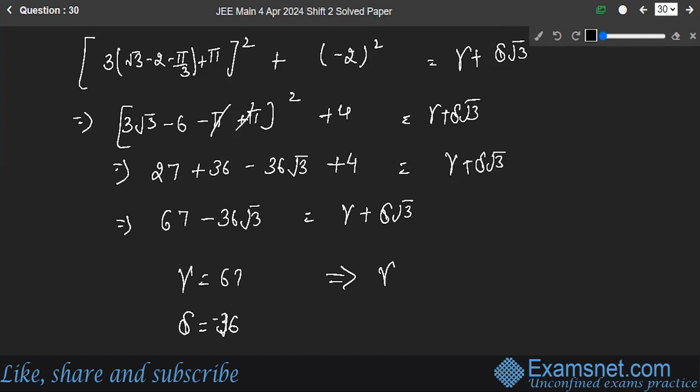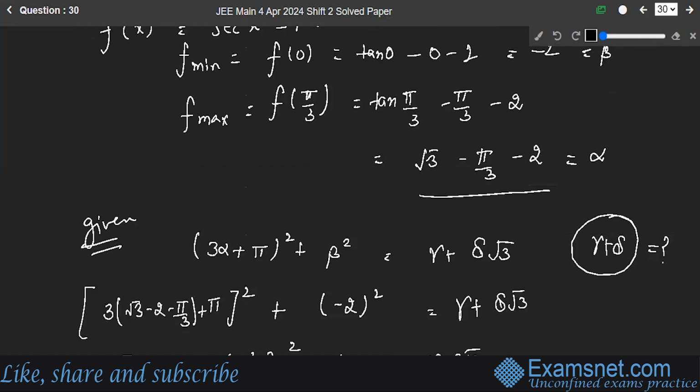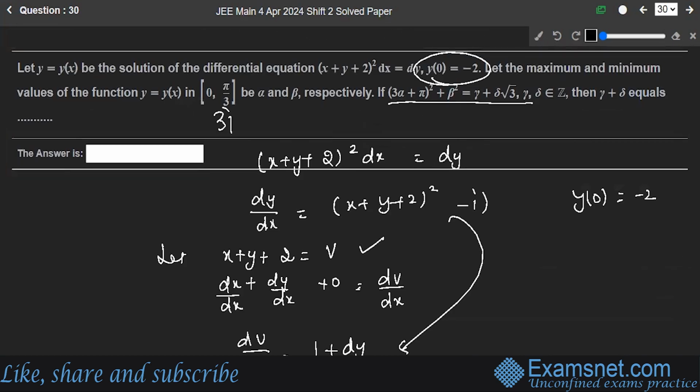So this gives me this value. 67 - 36, which is equal to 31. So this is the answer to the question: 31.